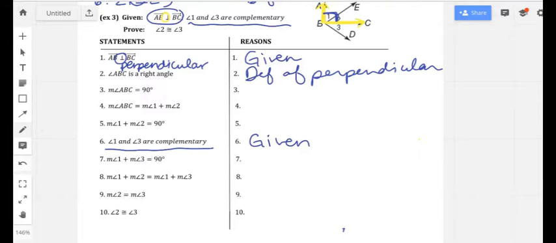Okay, and then in step 3, how do we know that the measure of angle ABC is equal to 90? Well, in step 2, it said that ABC is a right angle. What is the definition of a right angle? An angle that measures 90 degrees. So step 3 would be definition of right angle. That's how we know that it measures 90 degrees.